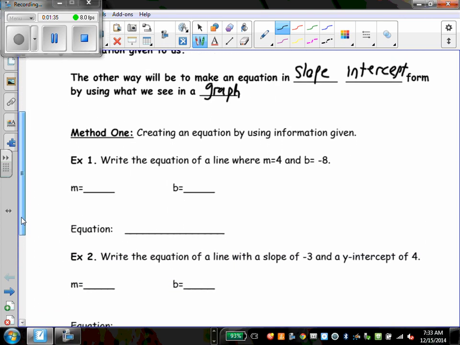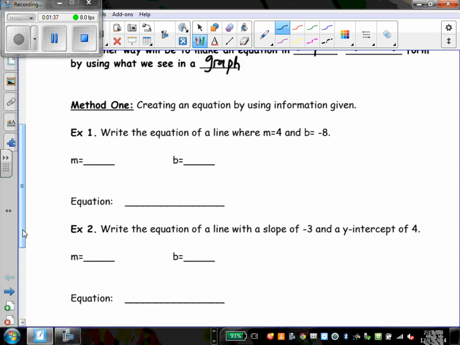So that first method is to create an equation by using information given to us. Example 1, write the equation of a line where m equals 4 and b equals -8. Well, that one's pretty simple. We just take the numbers. We're told that our slope is 4 and that our y-intercept is -8. So our equation, y equals mx plus b, will be y equals 4x minus 8.